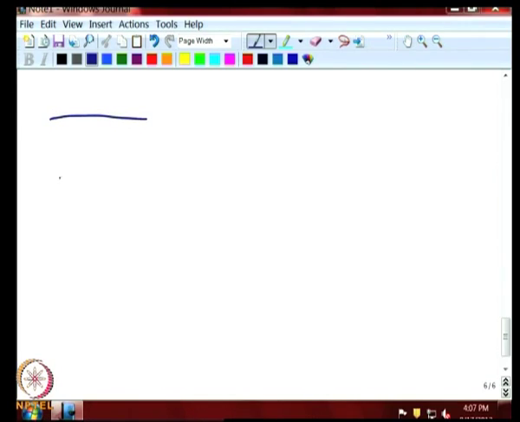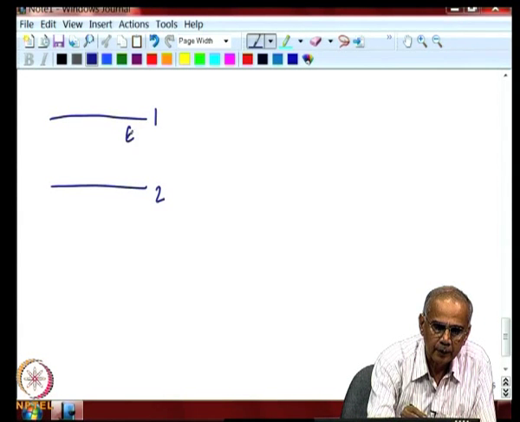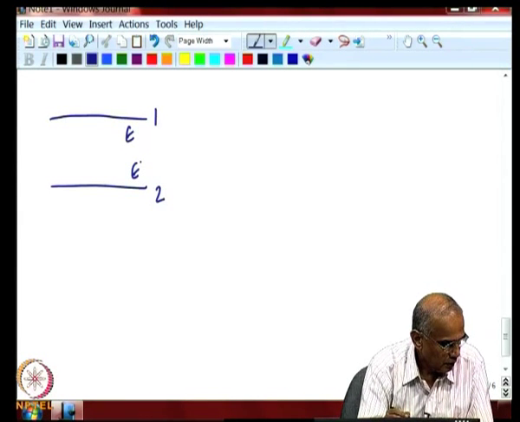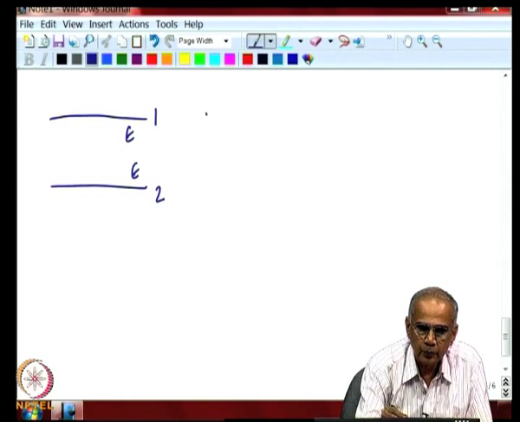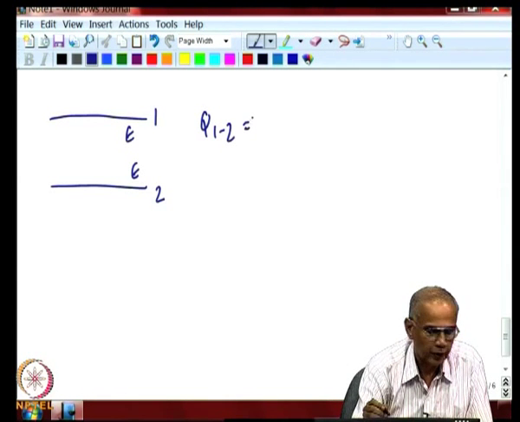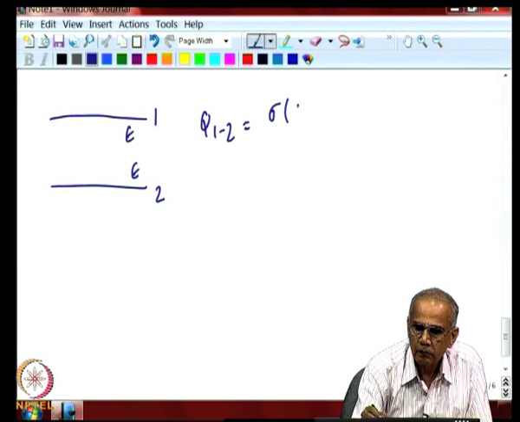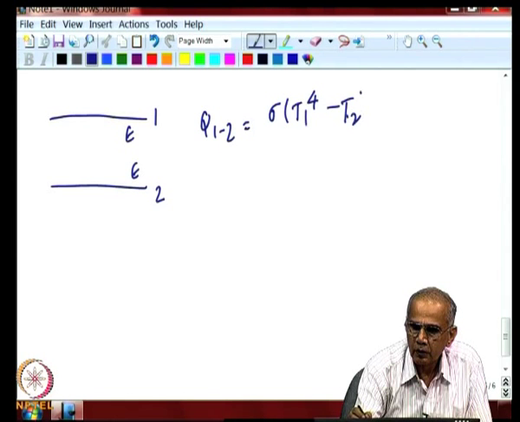So, we had looked at thermocouple shield, but let me look at another kind of shield. Suppose there are two parallel plates, 1 and 2, both having the same emissivity epsilon, and these are infinite parallel plates. So, we know that the heat transfer rate between the two infinite parallel plates is nothing but sigma T1 to the power of 4 minus T2 to the power of 4, divided by 2 over epsilon minus 1.